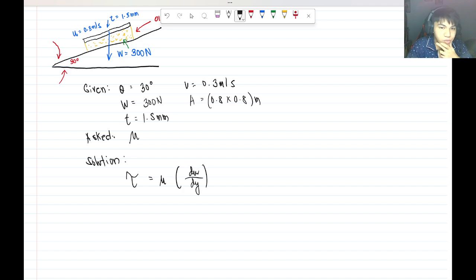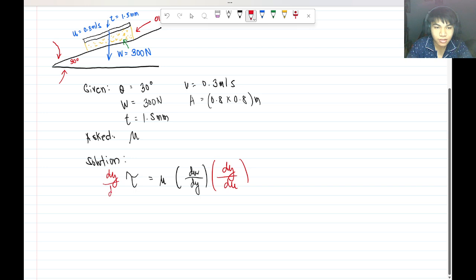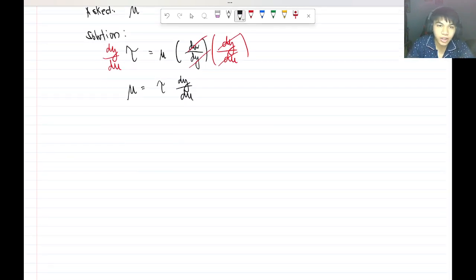So what we do is we just multiply the reciprocal of this. So it's dy over du on both sides. Okay, so this will cancel each other out, and you're left with this dynamic viscosity. Now our formula will be the shear stress tau times dy over du. Would that be right? Yes. Okay, now let's plug in the values.